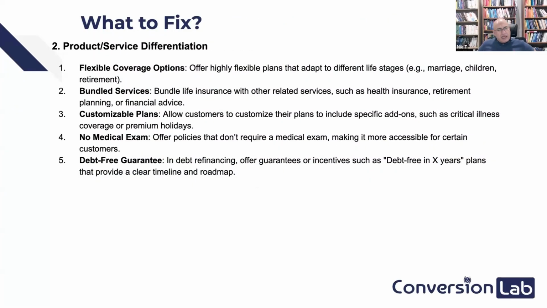All right. Number two, the second part of it is the product or differentiation itself. So there's flexible coverage type options you might have in insurance type products. Once again, marriage, children, and the transitional points, and perhaps there's automatic price adjustments of sort.